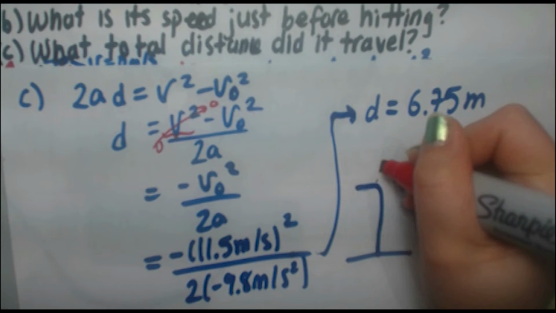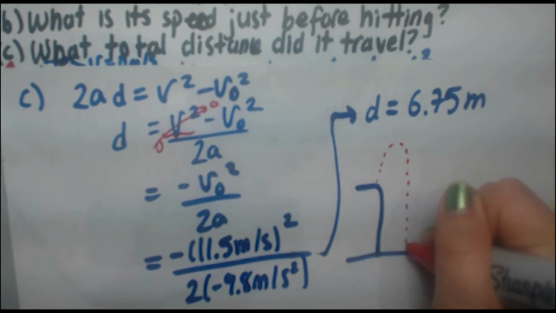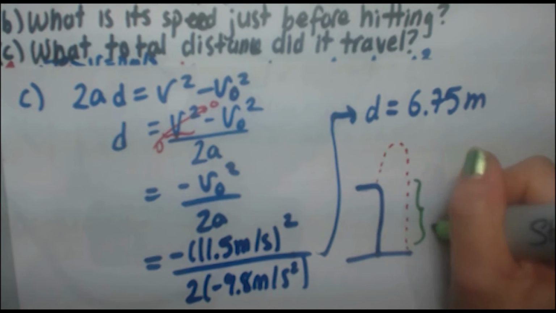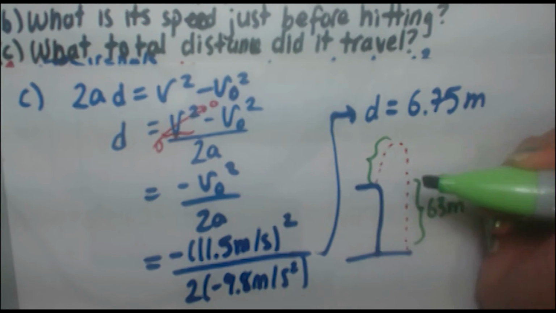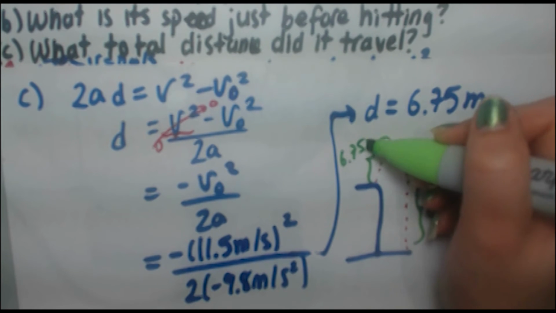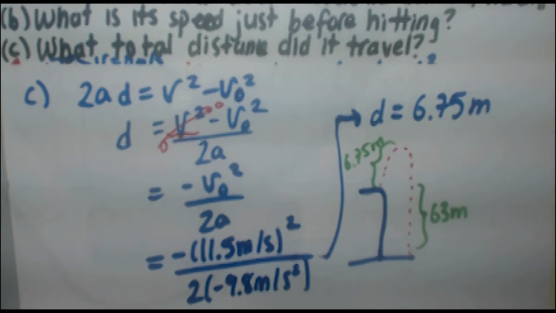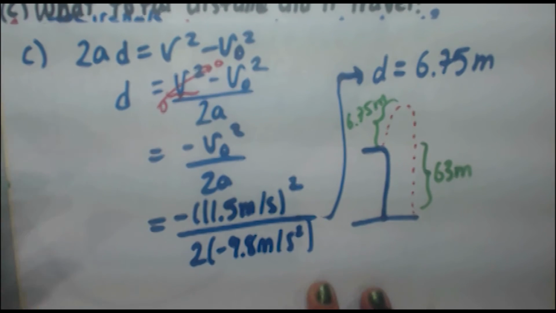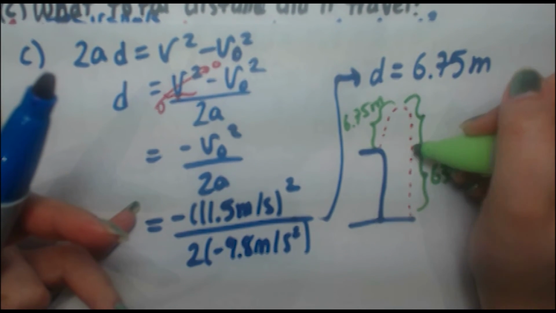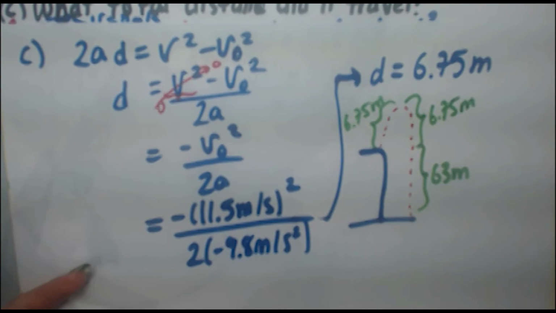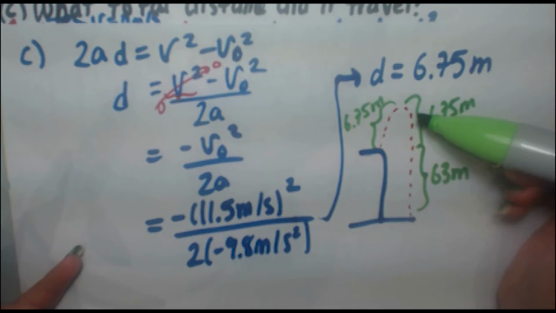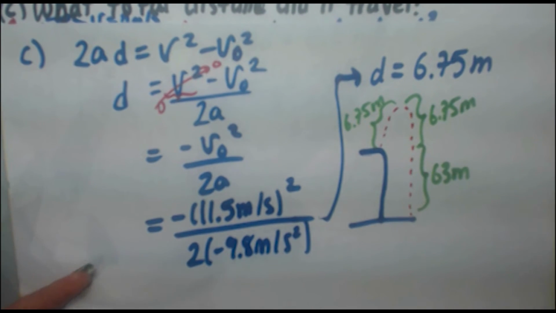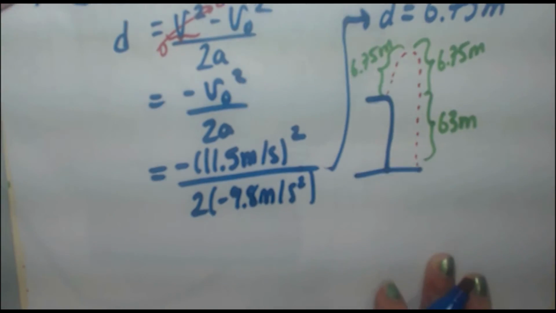So now just to recap, that's your cliff. The ball's going up, it's coming down. That distance is the height of the cliff, 63 meters, 63.0 to be exact. What we just found was this distance, so that's 6.75 meters. Clearly the image is not to scale, but that's okay. Just to give you an idea, if that's 6.75 meters, that means this is 6.75 meters due to the symmetry. So the total distance the stone travels is 6.75 plus 6.75 plus 63. That's what we're going to do for our final step.